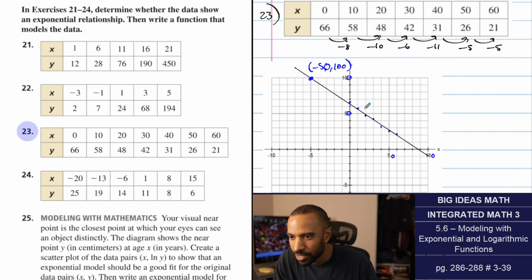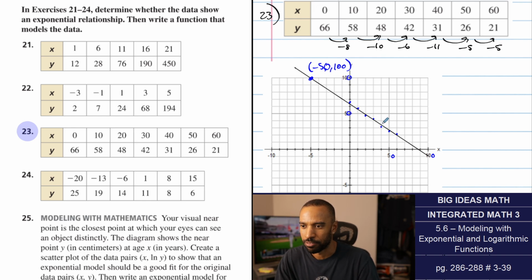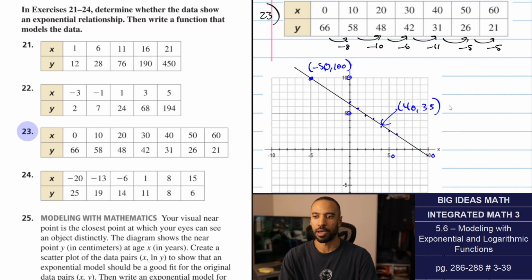And then, does it go through any one of my points? I didn't really make it go through one of my points very well here. Huh. How about it kind of goes halfway here? Let's say 40, 35. I'm going to go with that, okay?